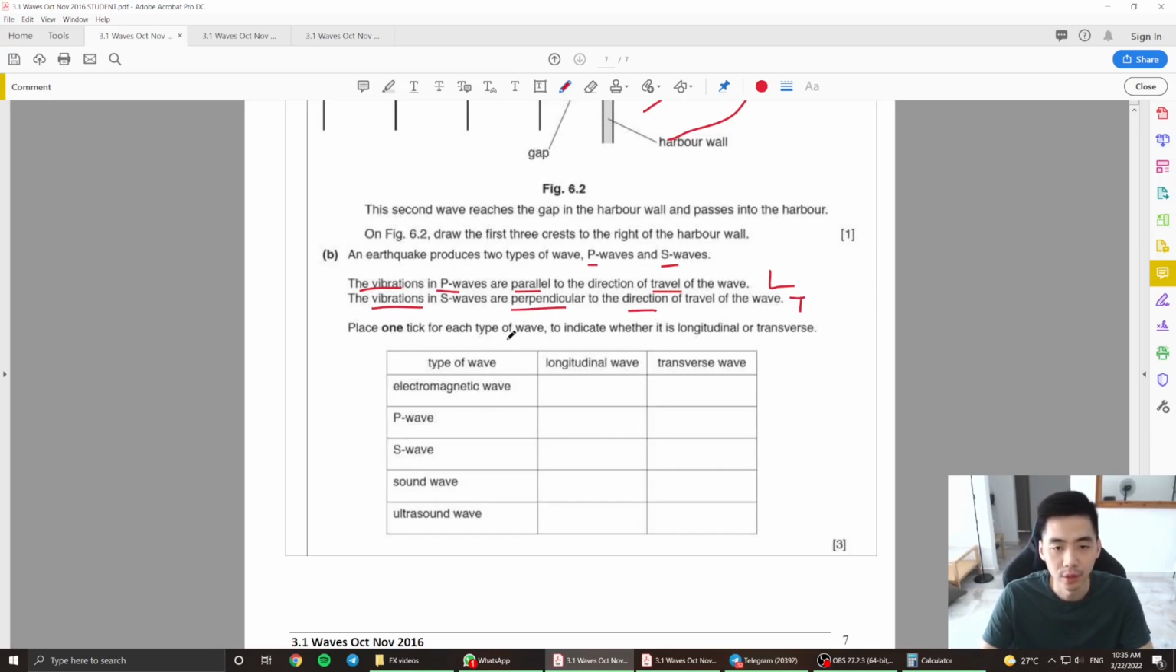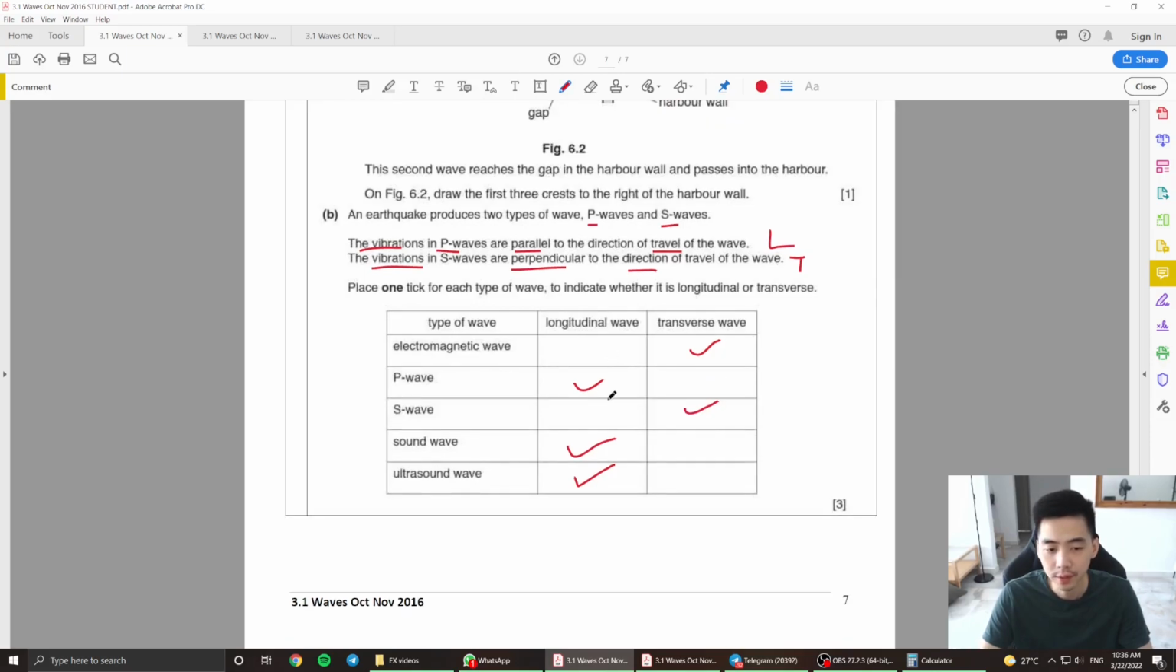Place 1 tick on each box to indicate whether it is a longitudinal wave or a transverse wave. An electromagnetic wave is definitely a transverse wave. The P wave here is a longitudinal wave. The S wave is a transverse wave. A sound wave is definitely a longitudinal wave, and ultrasound is also a longitudinal wave here. Okay, and this is how you're supposed to do this part here.